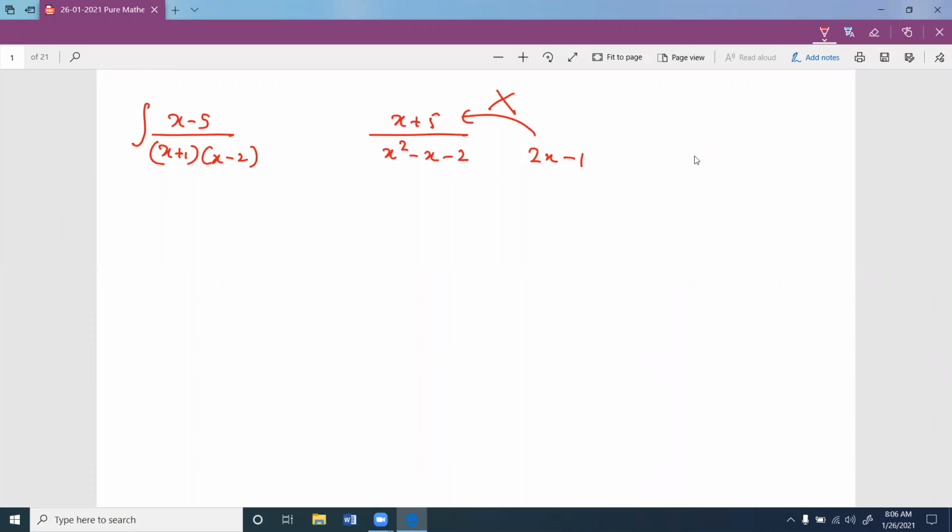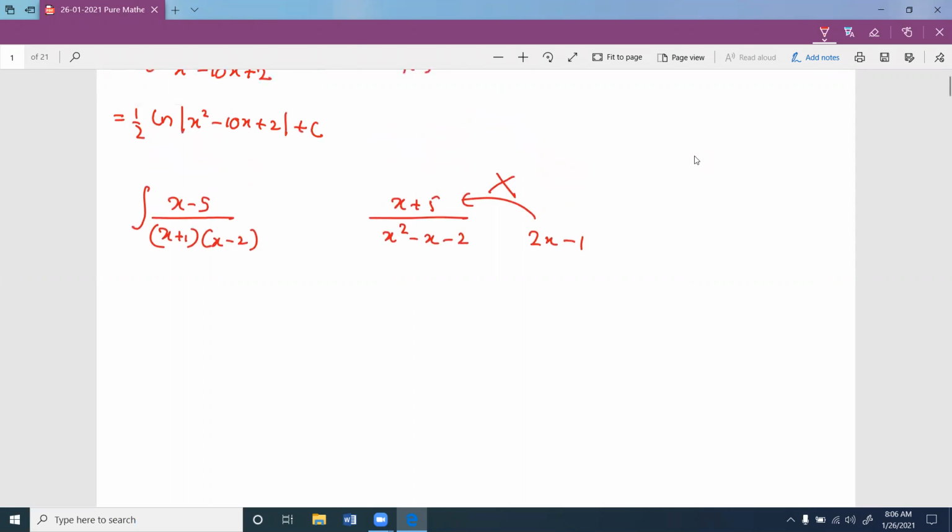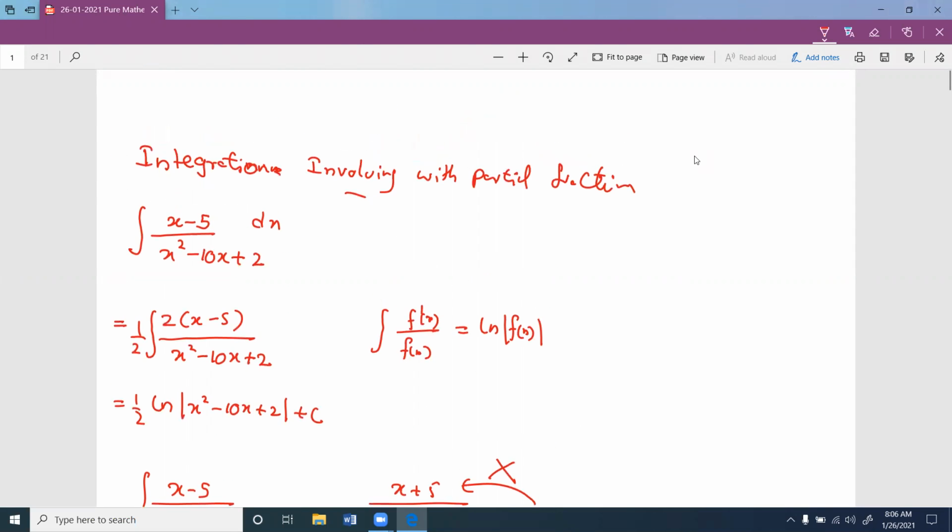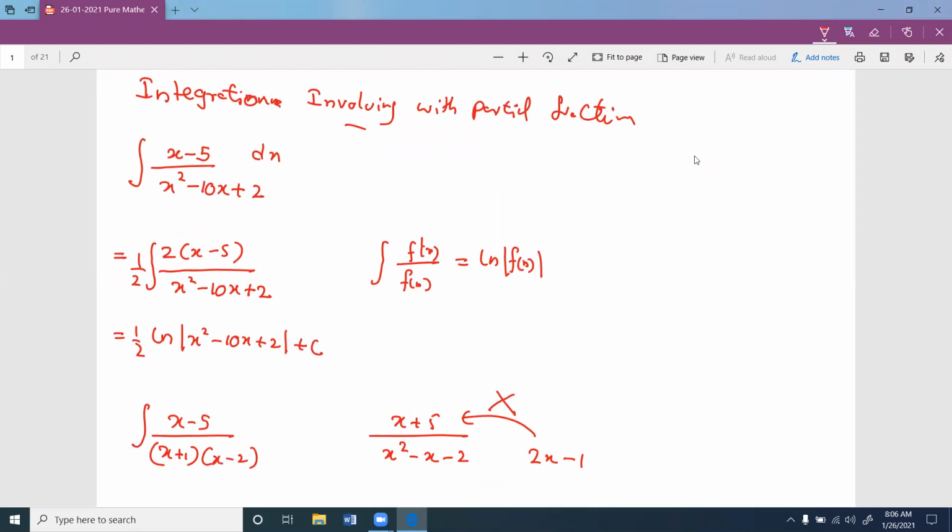If I repeat it here, the question is how do we verify... The topic we are doing here is partial fractions in integration.